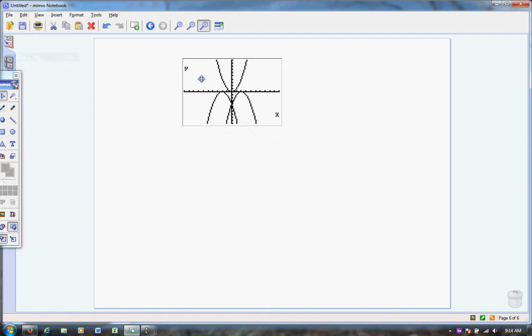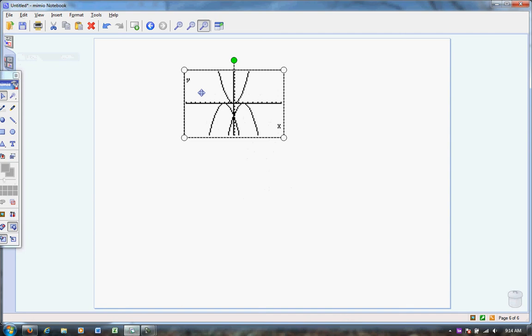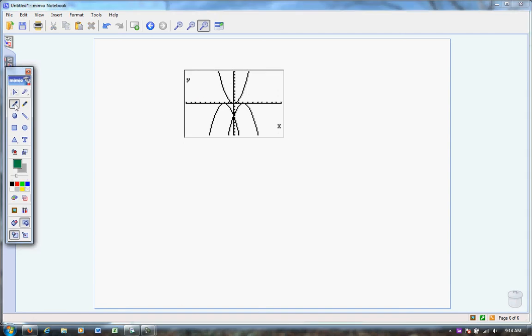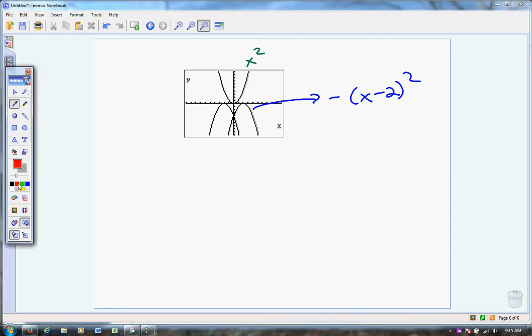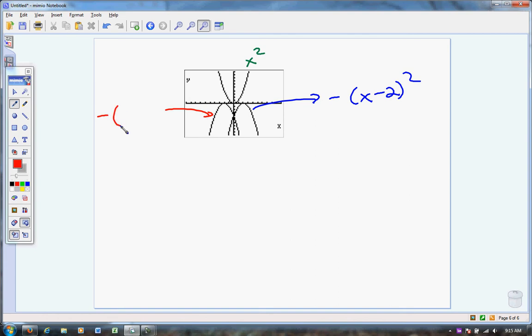So again, labeling these, we know what the original one is. This is x squared. This one here is negative x minus 2, the quantity squared. And this one here is the negative of negative x minus 2 quantity squared. All right?